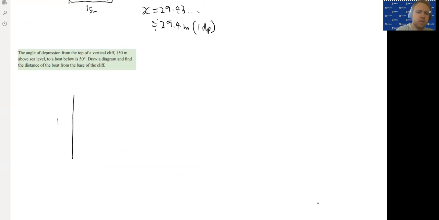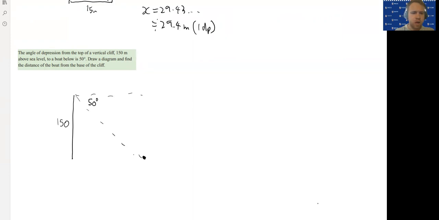Okay, so here's the cliff, it's 150. Then there's a boat. Let's put the boat over here on the sea. And then we're told that the angle of depression is 50 degrees. So the angle of depression is the horizontal down like this. We've got to make sure we put that in the right place.